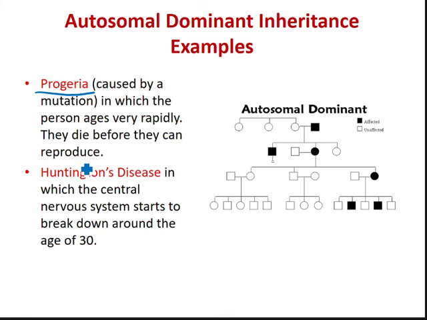Okay, and we had Huntington's disease is where your central nervous system actually breaks down when you reach 30 years old. Okay, so you have to understand or remember the kind of example of diseases that can be caused by this autosomal, that actually exhibit this autosomal dominant inheritance.